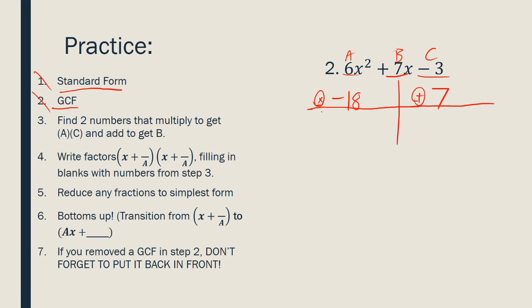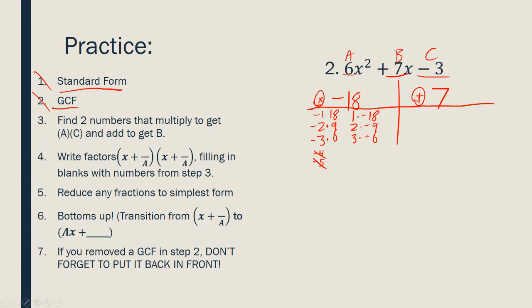Okay, let's list some factors. -1 times 18, -2 times 9, -3 times 6. -4, no, -5, no. And if I go to -6, I'm starting to repeat myself, so I can stop there. 1 times -18 is also -18, 2 times -9, and 3 times -6.